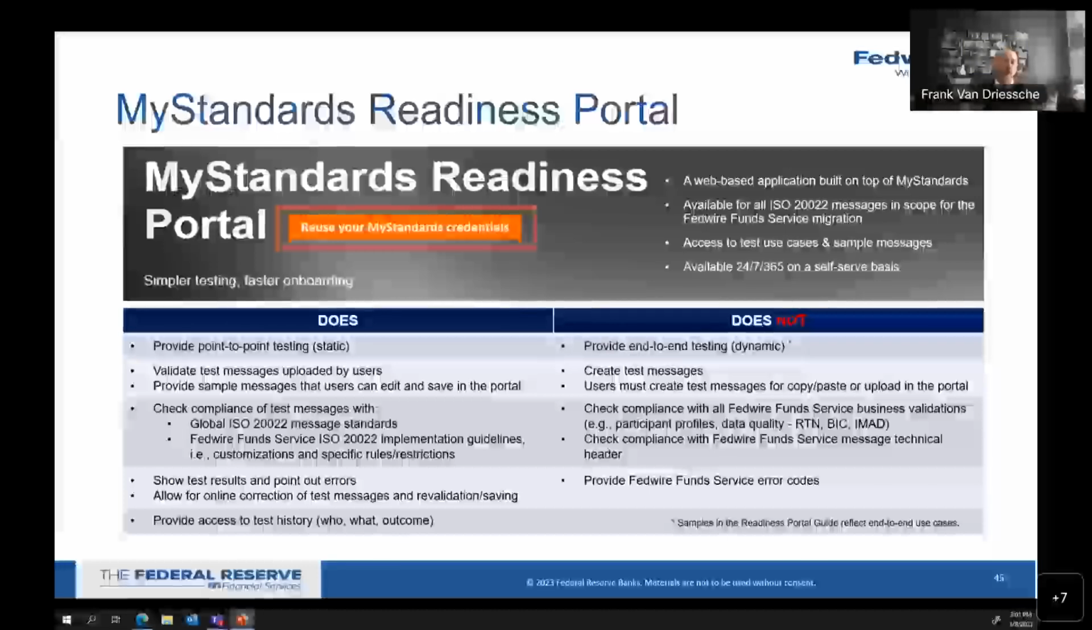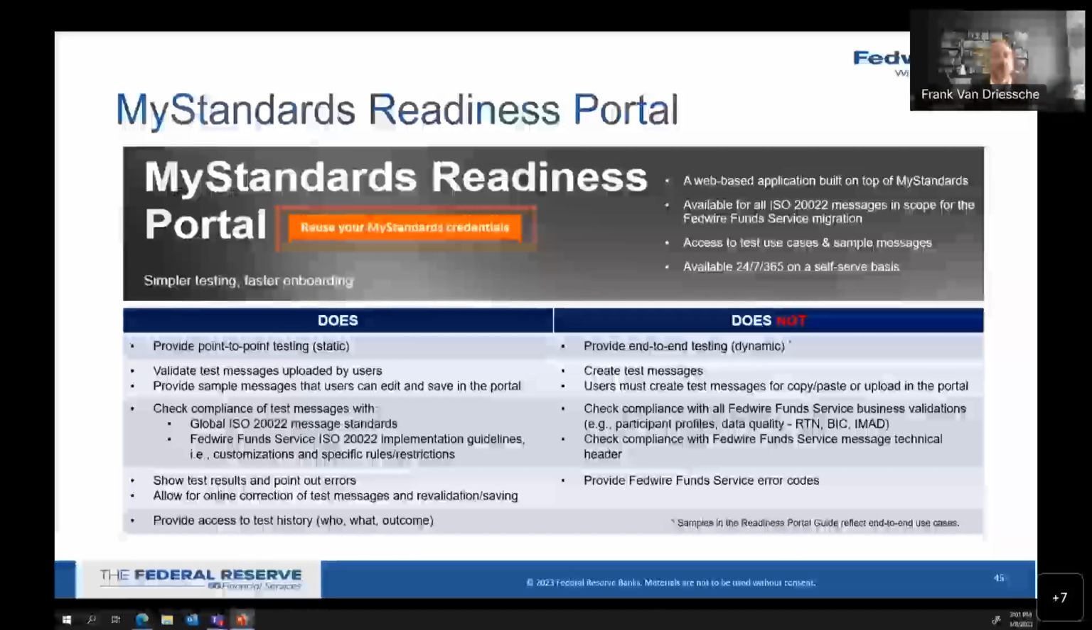For example, the tool will require a routing number to be 9 digits. Because this is a platform offered by Swift, the tool does not know whether that routing number is actually a Fedwire participant. So that kind of data, is the routing number correct? Is an IMAD unique, for example? That's not what MyStandards will test. It will test the format of an IMAD, but not the uniqueness of an IMAD.